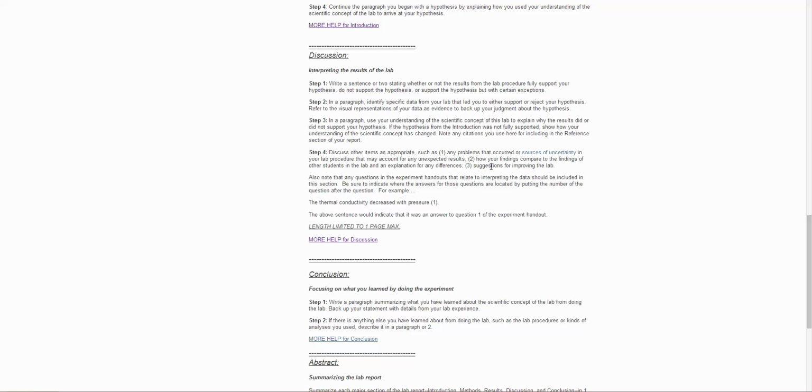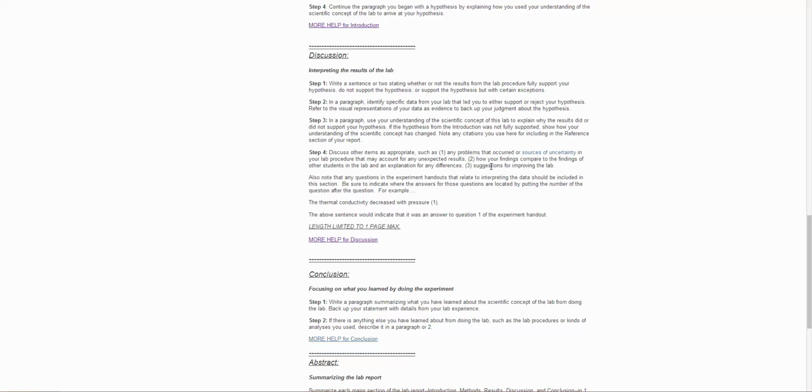So step 1 would be to write a sentence or two stating whether or not the results from the lab procedure fully support your hypothesis, whether they don't support the hypothesis, or whether they support the hypothesis with certain exceptions. In the experiment handout, you should see what the hypothesis statement is for the experiment. Step 2, in a paragraph, identify specific data from your lab that leads you to either support or reject your hypothesis. It's telling you to refer to visual representations of your data as evidence to back up your judgment about the hypothesis.